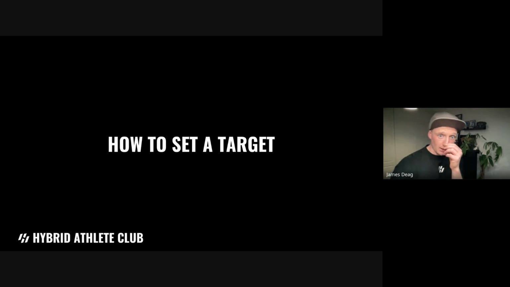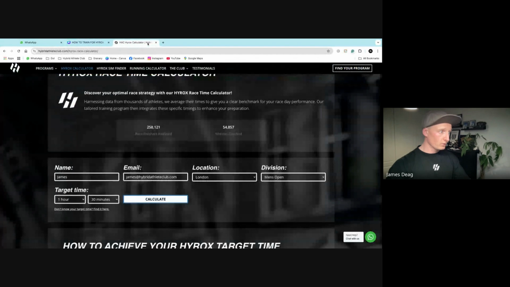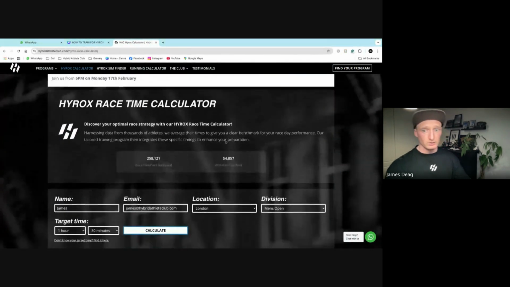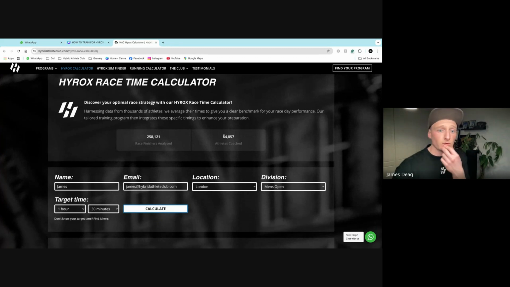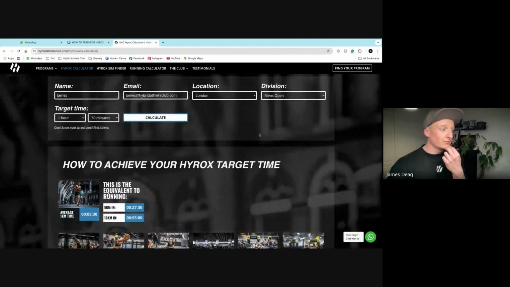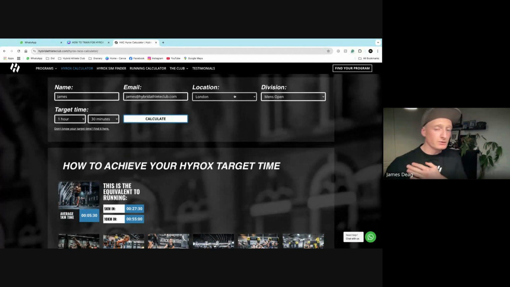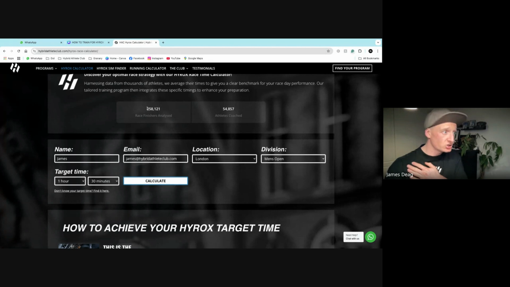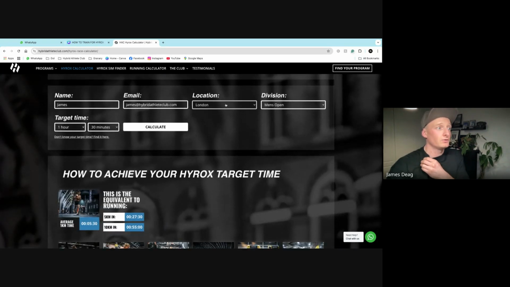Okay, let's have a little look at setting targets then. So as I mentioned earlier, we have built a really nifty tool, if you haven't seen it already, the Hyrox Race Calculator. So if you haven't seen this before, this is taking into consideration every Hyrox finish that we have access to, which is just over 250,000. We are looking at those locations, so every location that has been a Hyrox at and every division, and setting ourselves a target time.